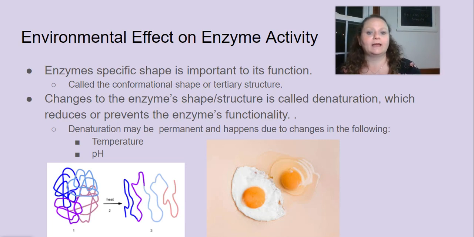What this would look like in, for instance, some item, take these eggs, for instance. The clear part of the egg, this is what's going to become the egg white. Once we add heat, it turns white. This is because we're changing the protein structure.